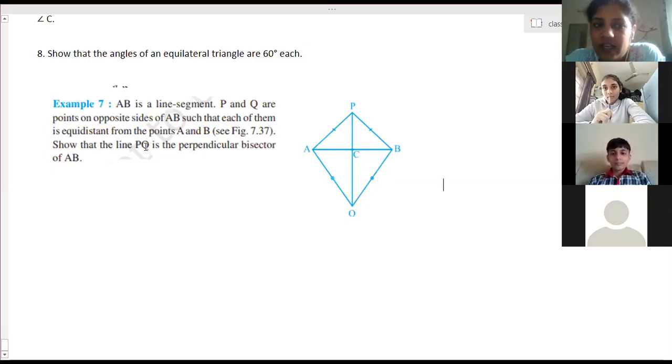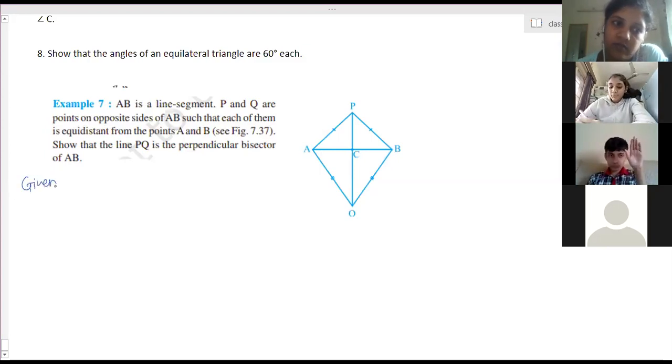Show that the line PQ is the perpendicular bisector of AB. So that means PQ cuts AB in two equal parts, as well as it is perpendicular, that we have to prove. Clear? PQ is perpendicular to AB, that we have to prove, as well as AC is equal to BC, because they have told us PQ is a perpendicular and a bisector. And this is true for a kite.